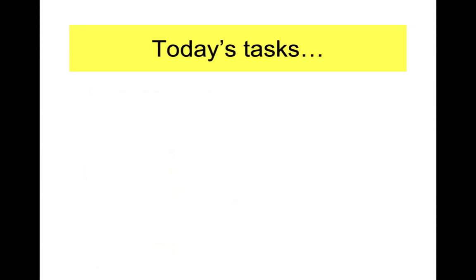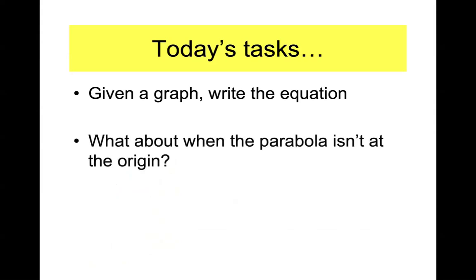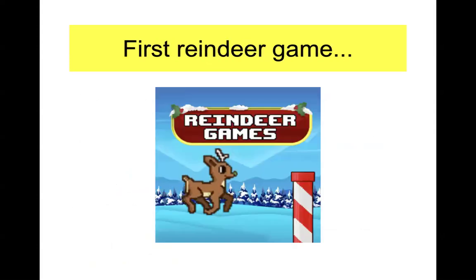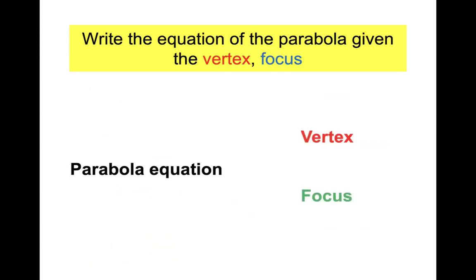Okay, so today's task, there's three of them. I'm going to give you the graph, you're going to write the equation. We're going to talk about what happens if the parabola is not at the origin, and then lastly, I'll show you one real-world application. Okay, so the first thing is just a quick review of what we did yesterday. I'll give you the vertex and the focus and have you write the equation just to remember how that's done. So I'm going to give you those two things, the vertex and the focus, and you'll write the equation.